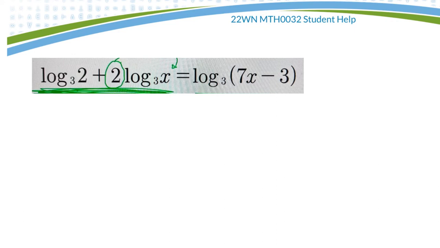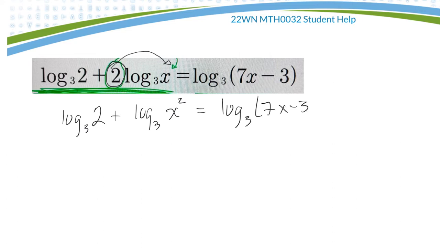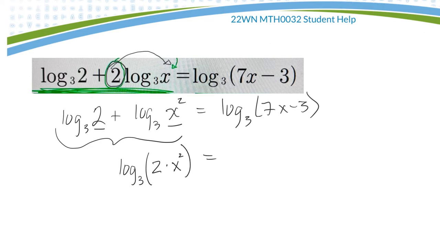Okay, to solve this equation, you need to take that 2 and use the power rule to put it back there. So log base 3 of 2 plus log base 3 of x squared equals log base 3 of 7x minus 3. And we had to do that so that I can use the product law to squish those. So I'll squish those to become log base 3 of the product of that and that. So 2 times x squared equals log base 3, 7x minus 3.